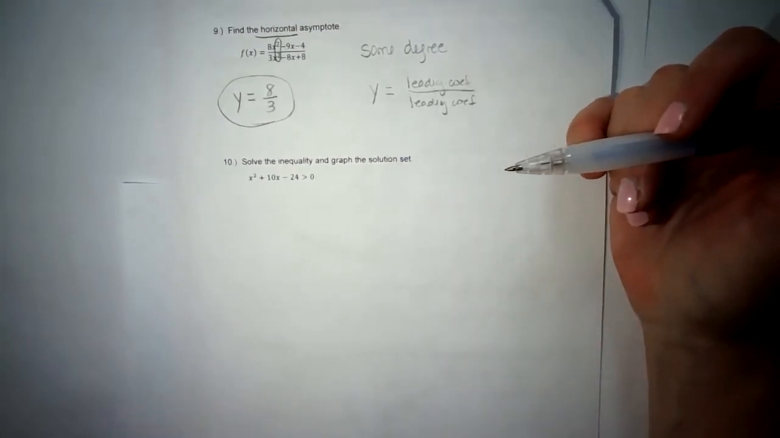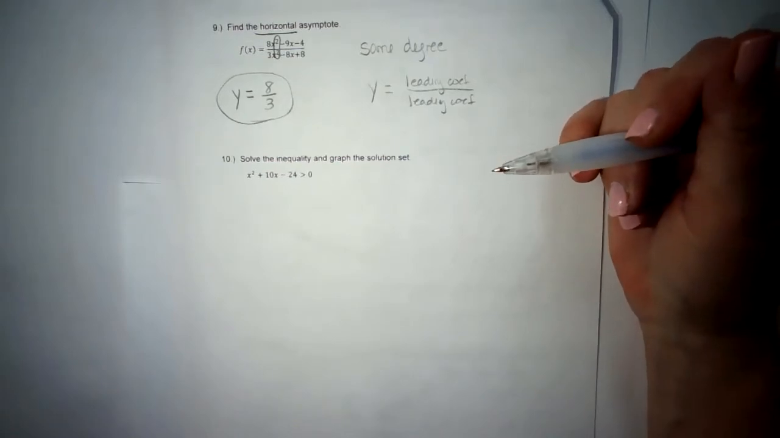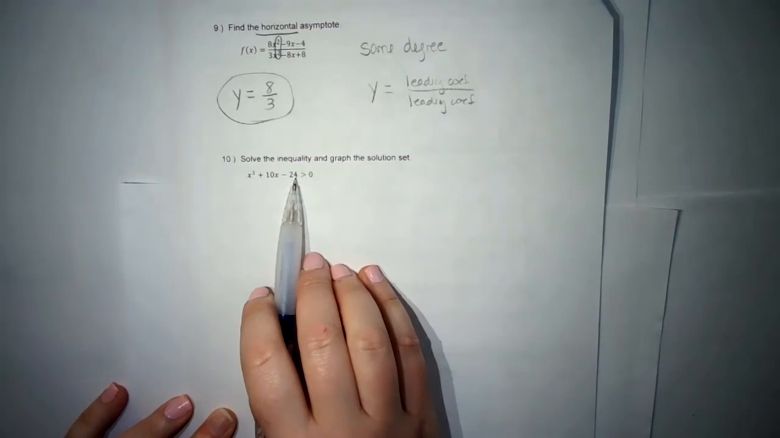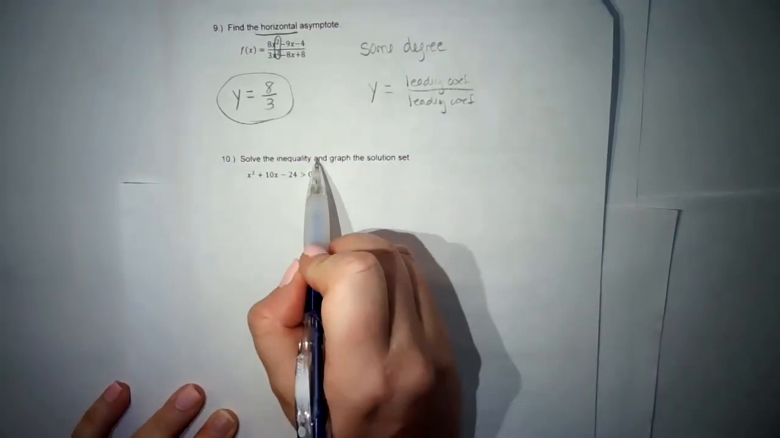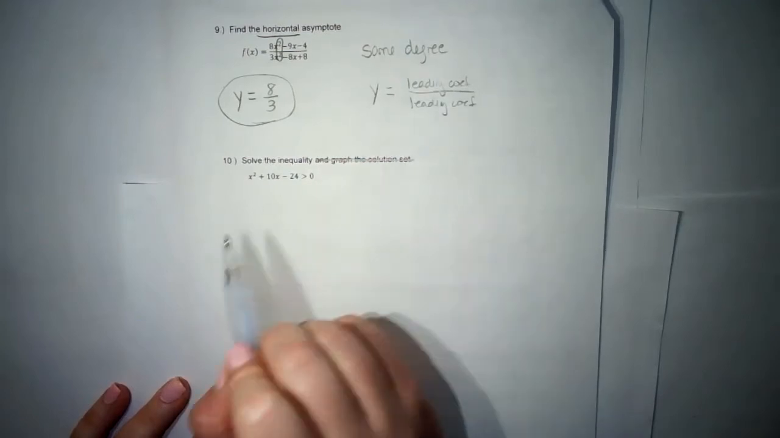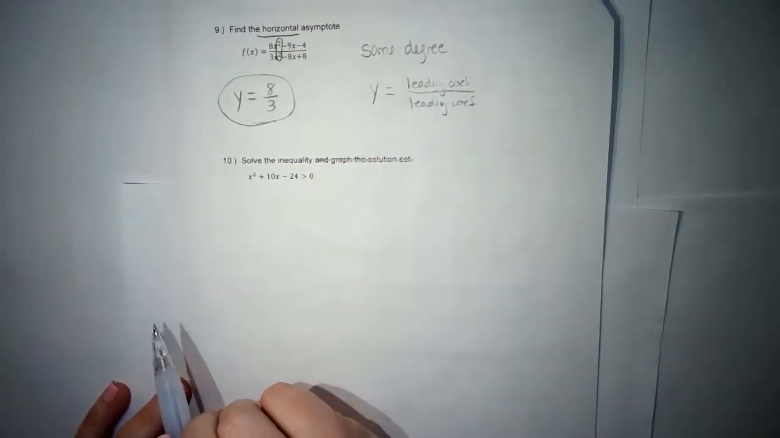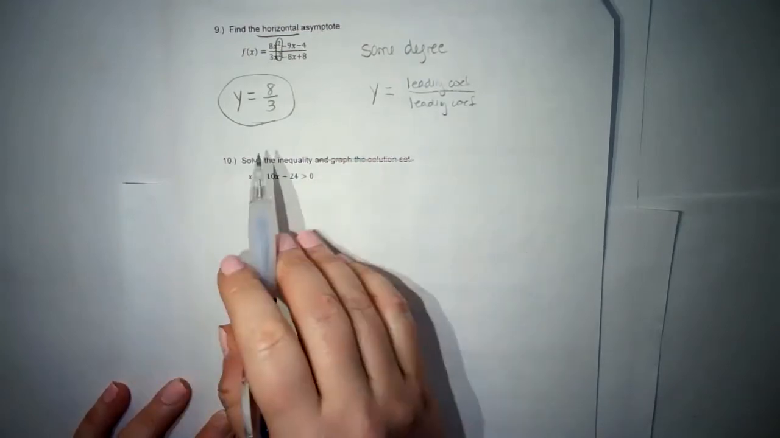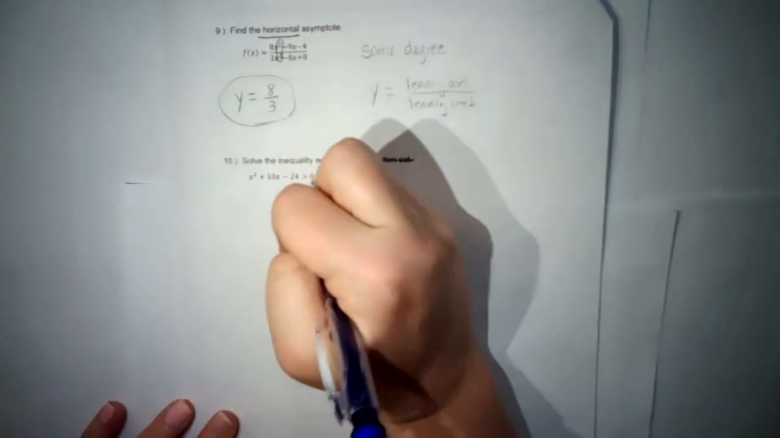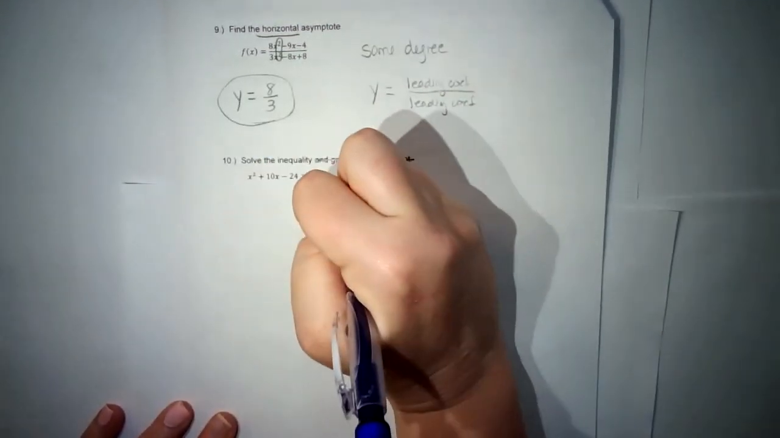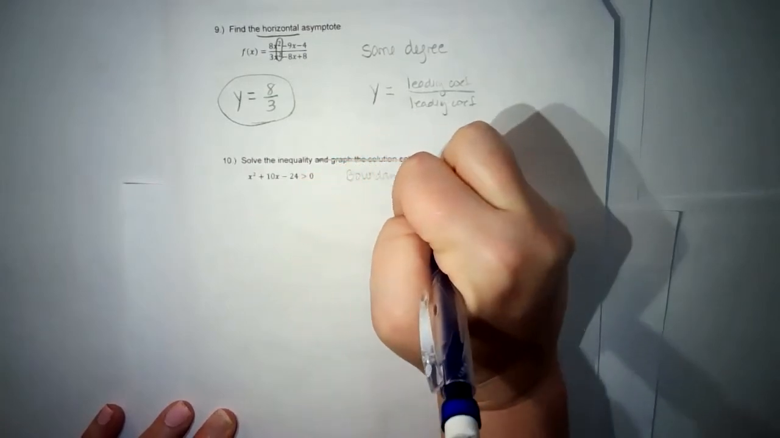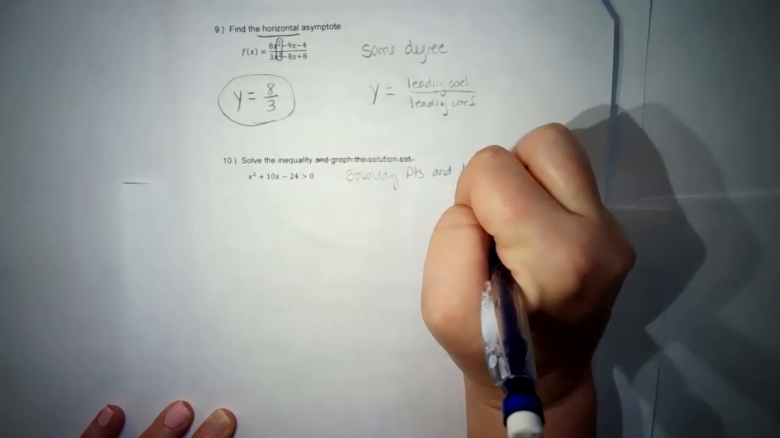Okay, number 10, we're still in test 3. All it tells you is solve the inequality. You do not have to graph the solution set. Let's cross that out because you're not going to have anything like that on the final. It just wants the answer. If you have an inequality like this, and you have a quadratic on the side, this is the one where you have to find the boundary points and test the intervals.